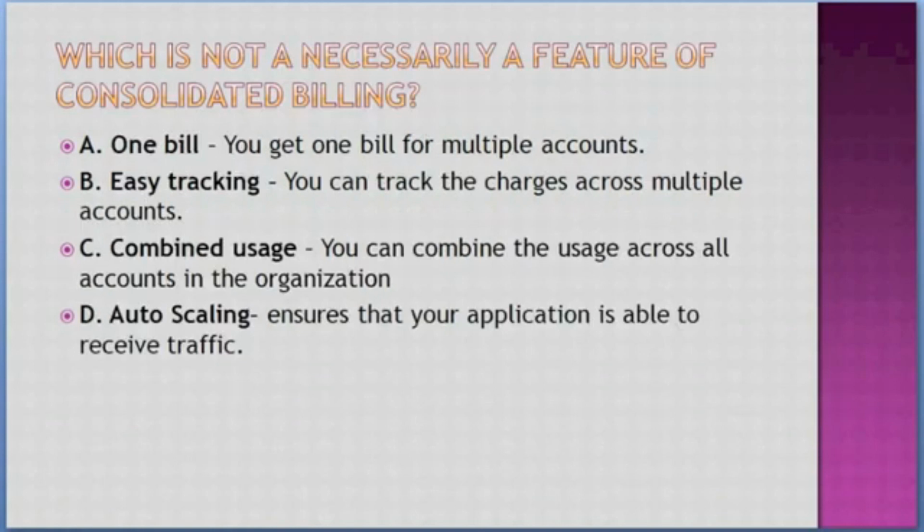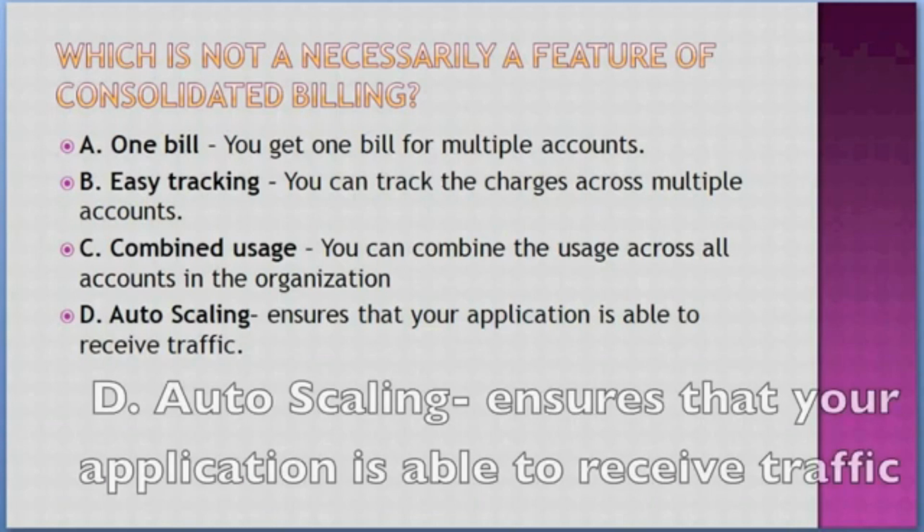Which is not necessarily a feature of consolidated billing? A, one bill, you get one bill for multiple accounts. B, easy tracking, you can track the changes across multiple accounts. C, combined usage, you can combine the usage across all accounts in the organization. D, auto scaling, ensures that your application is able to receive traffic. The answer is D.